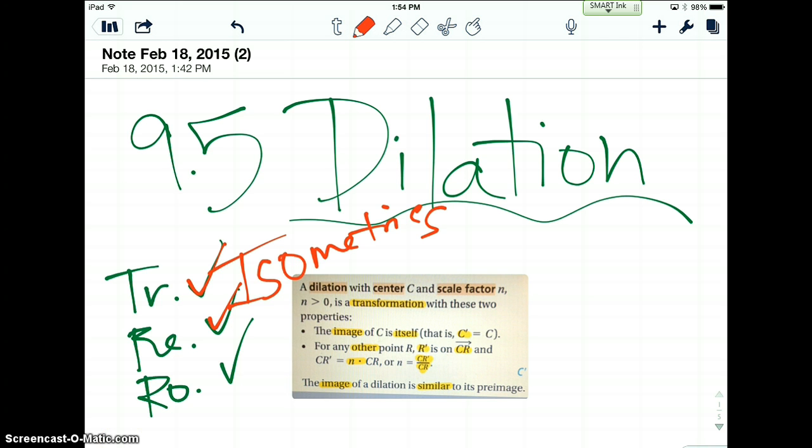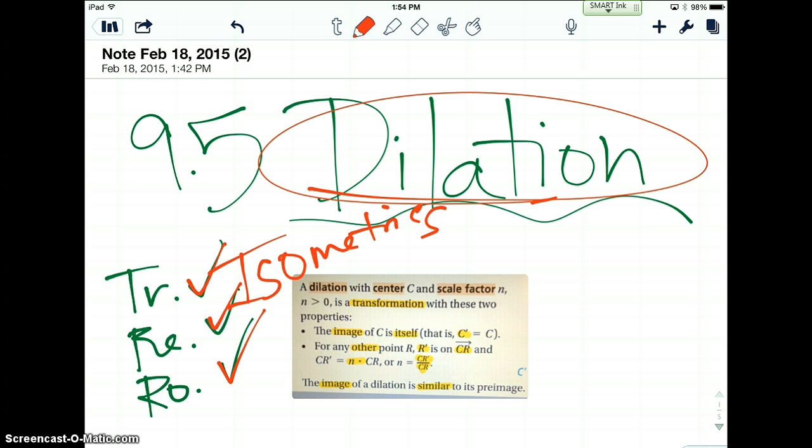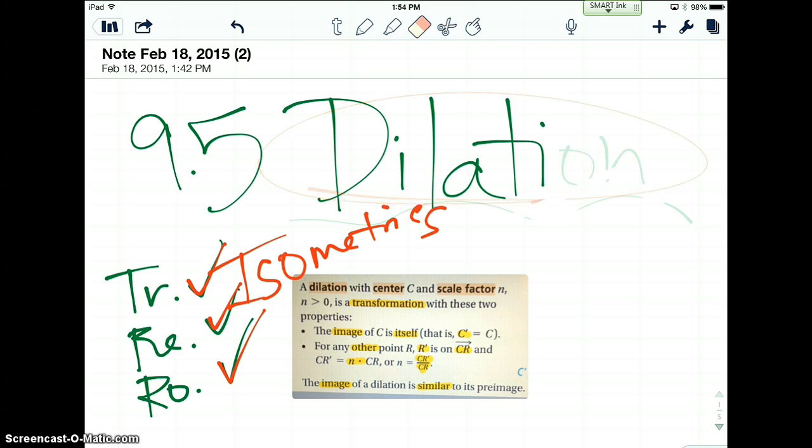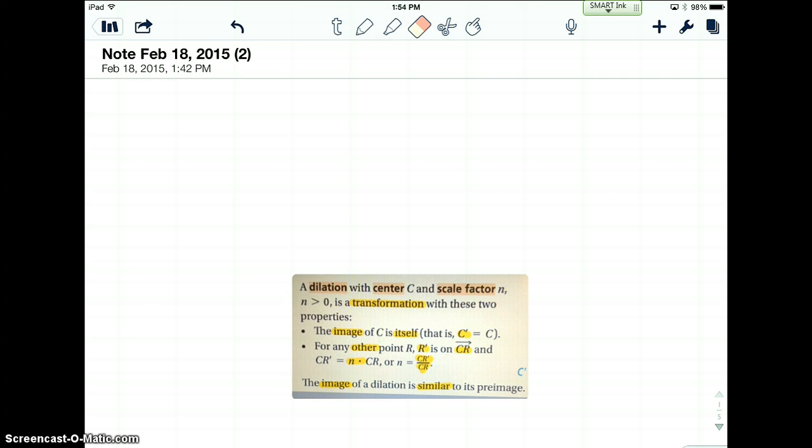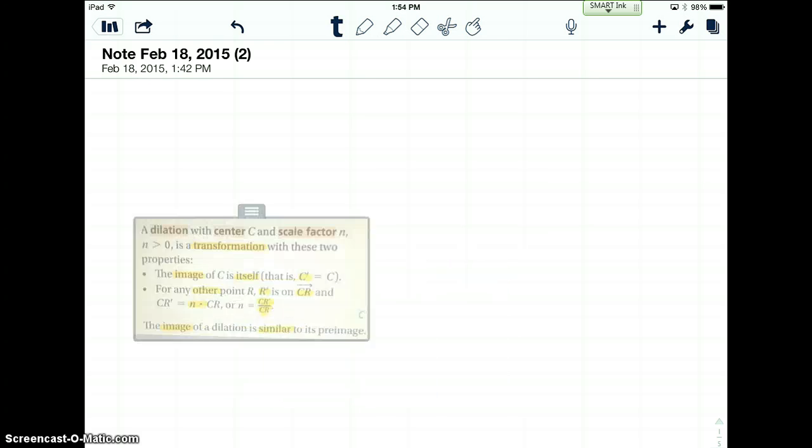Hold on a second because I had some distraction. So we're going to go on to something that is not an isometry, and that's a dilation. And it's not an isometry because the image and the pre-image are not congruent to one another, but they are similar. They stay similar to one another. So let's go ahead. You are going to try and draw this out yourself. See if you can get even close to what it's supposed to look like here.